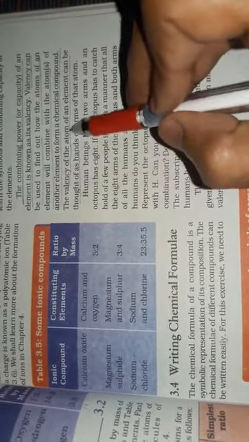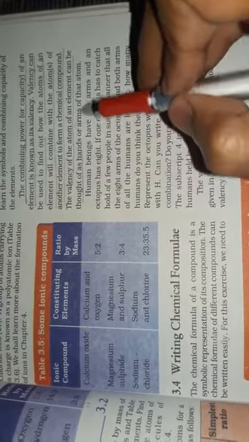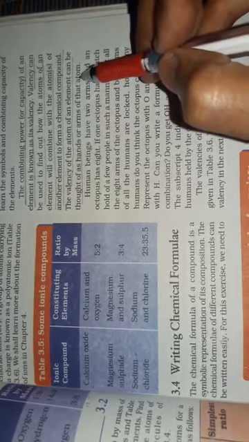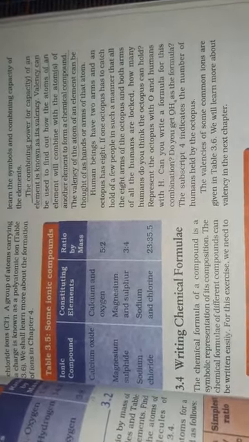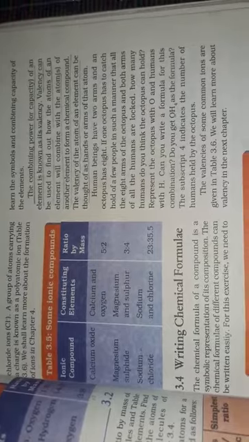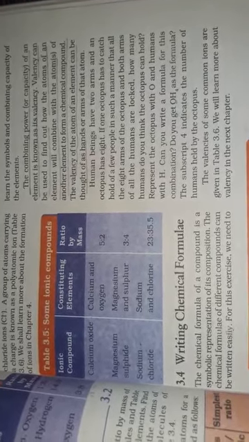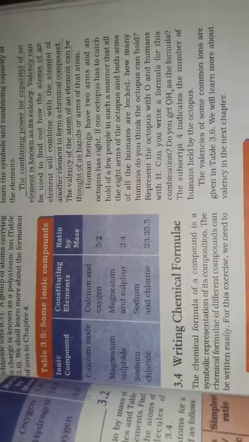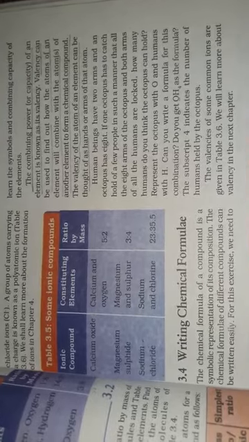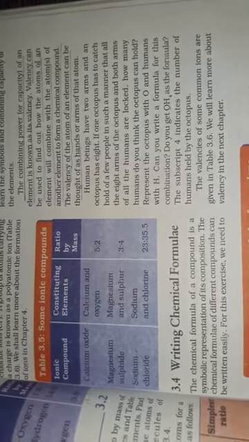The valency of the atom of an element can be thought of as the hands or arms of the atom. In the last lecture we discussed the valency of some elements: hydrogen is 1, bromine is 1, fluorine is 1, sulfur is 2, 4 or 6, oxygen is 2, and phosphorus is 3 or 5. These are some examples we discussed in the last lecture for the valency of these elements.